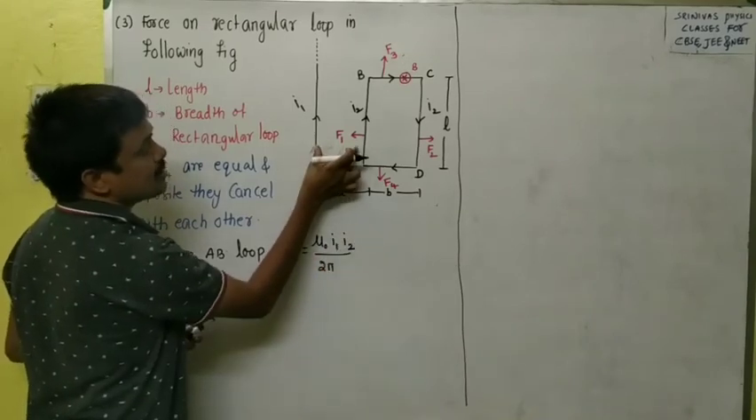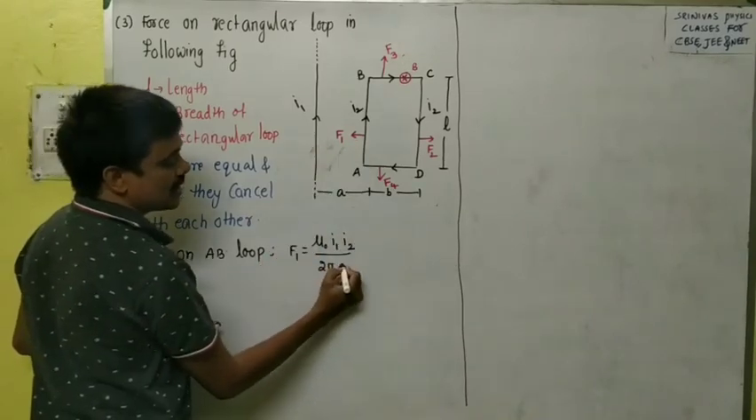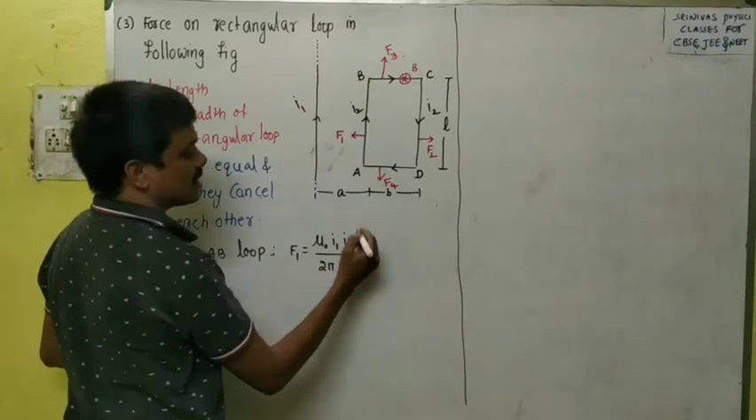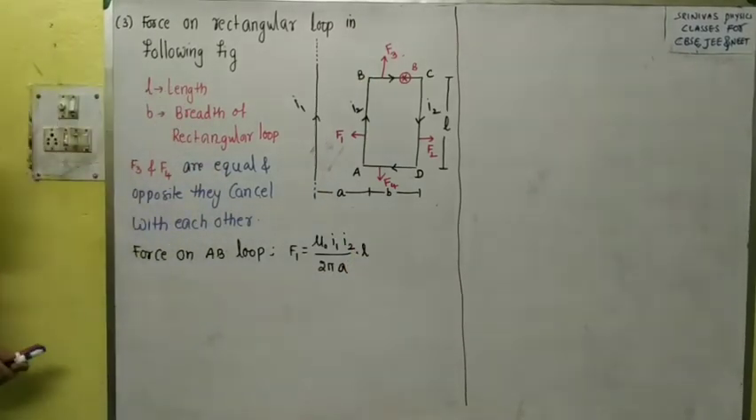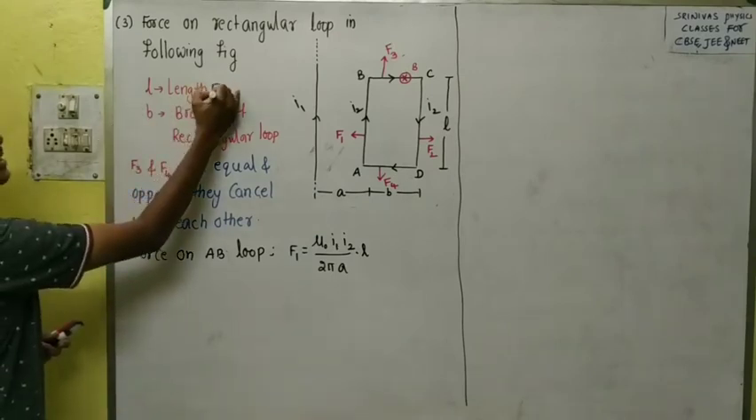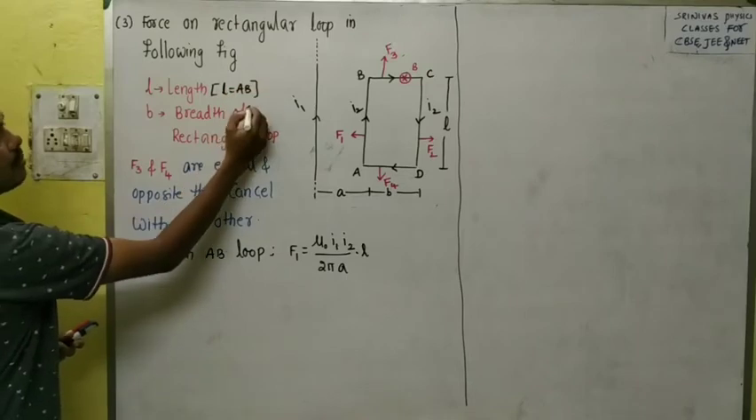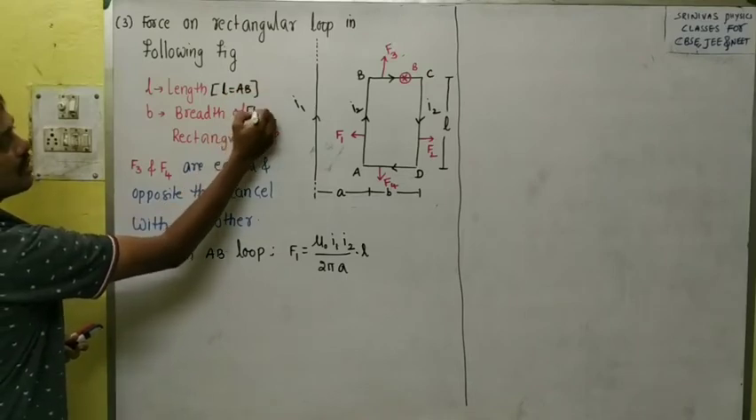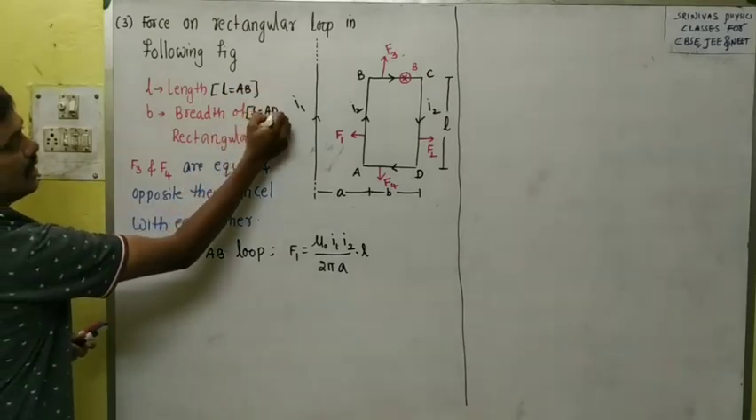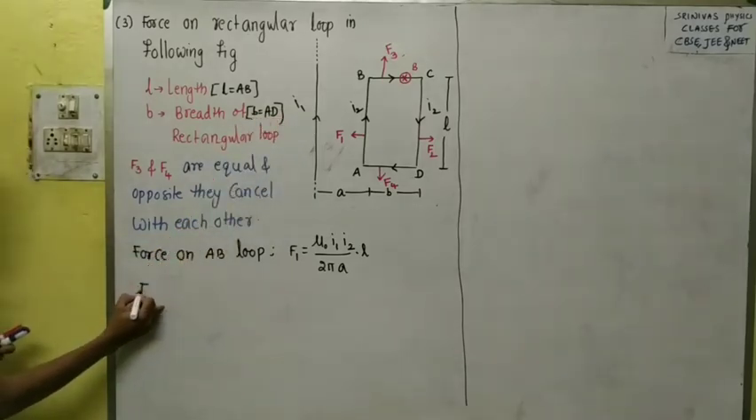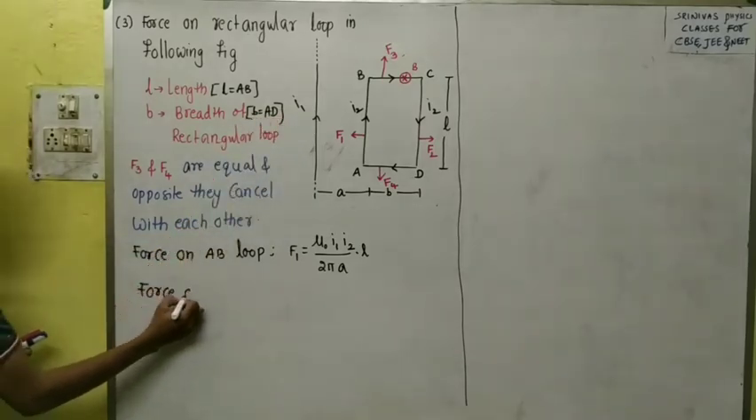R is the distance between these, A, into L. L is the length of the conductor. Length of AB is L only. L is equal to AB, and B is equal to AD.